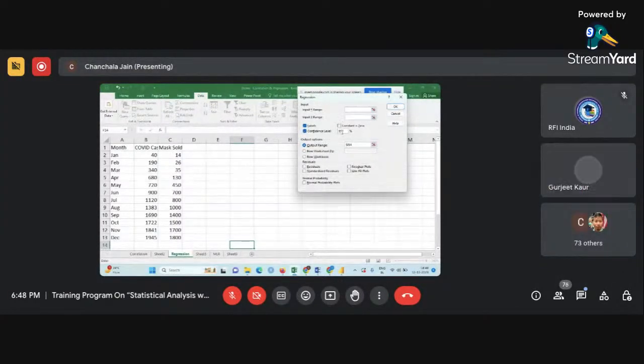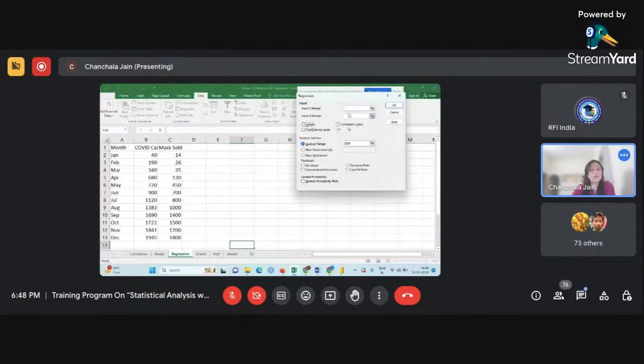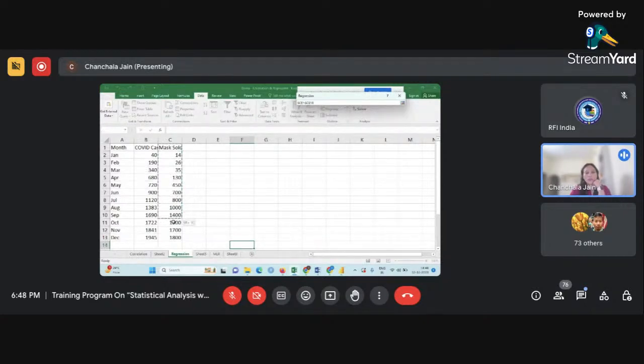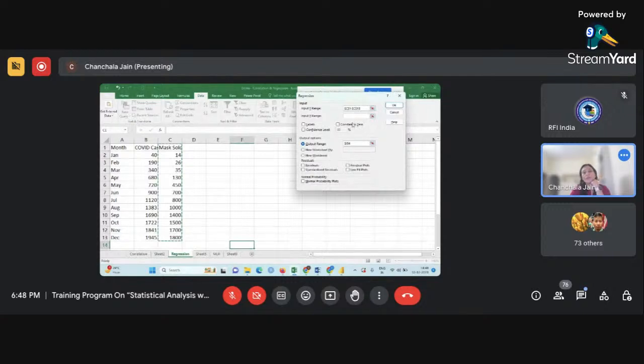Yes, ma'am. Fine. Now what you need to do here, I'm telling you. Firstly, it is asking you the y range. Y is the dependent variable for the Excel, right? So we have taken the mask sold as a dependent variable. So you need to select the cell range of column C range. You need to select here for the input y range.